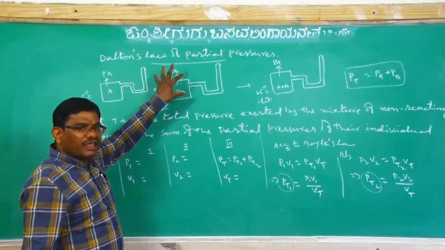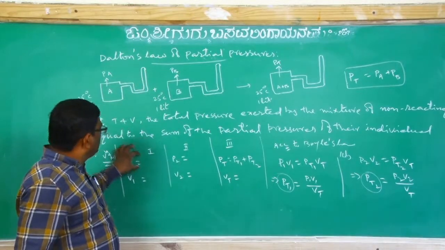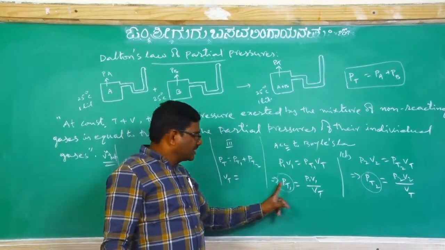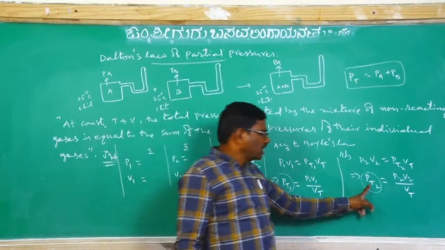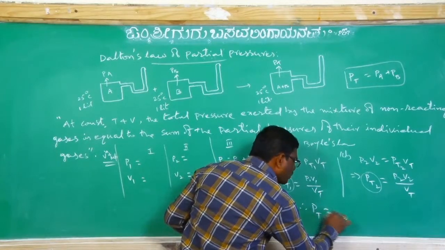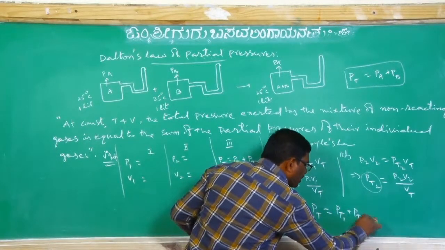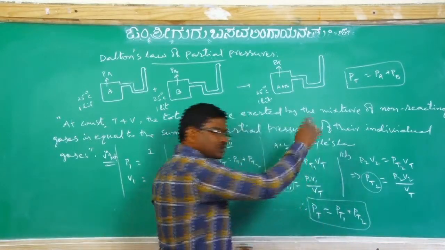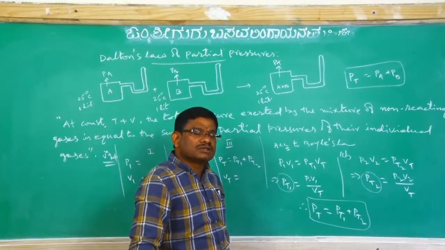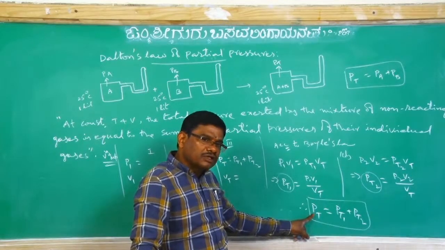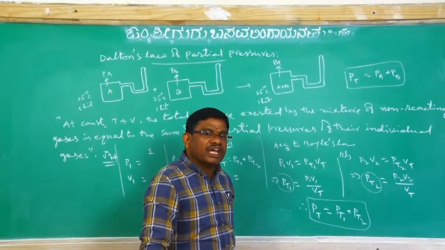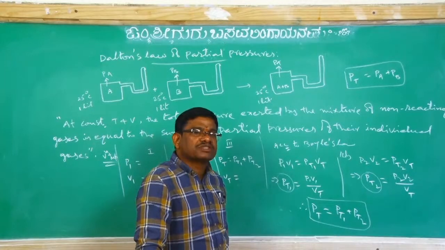Because individually, they are in their own container, therefore that is their total pressure. When these two are mixed, at that time we need the VT volume. PT1 is the partial pressure of the first gas, PT2 is the partial pressure of the second gas. Therefore total pressure PT is equal to PT1 plus PT2. Clear? So this is Dalton's law. PT equal to PT1 plus PT2 is Dalton's law. Nothing but the total pressure exerted by the mixture of non-reacting gases is equal to the sum of the partial pressures of the individual gases at constant temperature and volume.